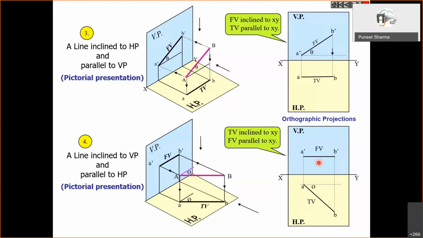Now, what we are trying to discuss next is the line inclined to both the planes. So actually what will happen? We will not have the true length in any of the views, neither in the top view nor in the front view, and theta will also not be available and phi will also not be available.